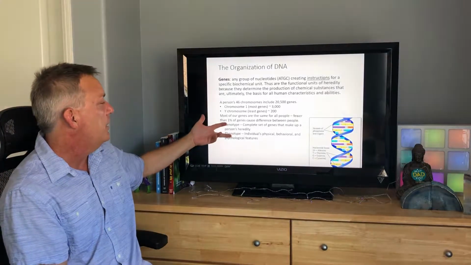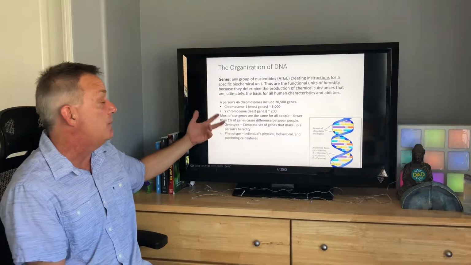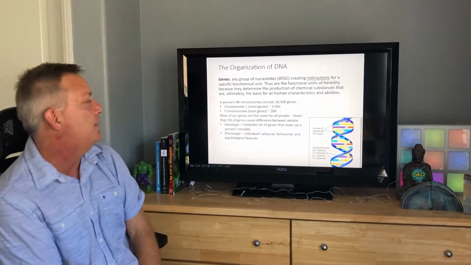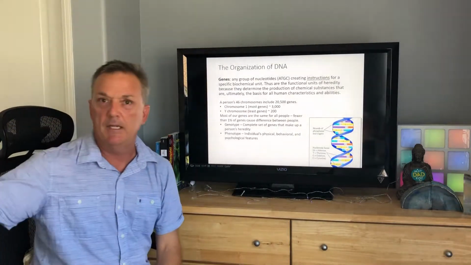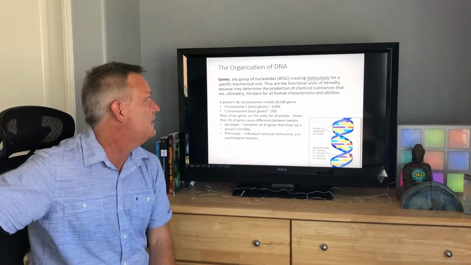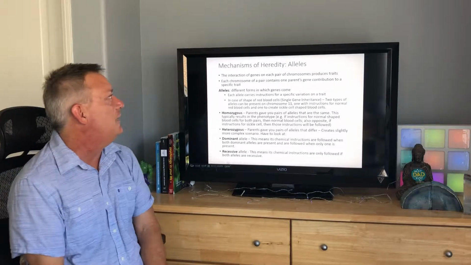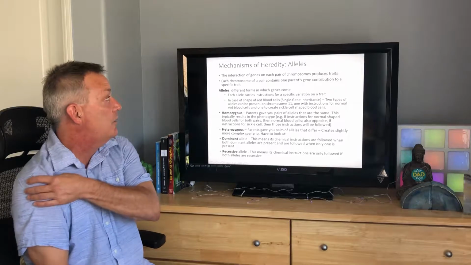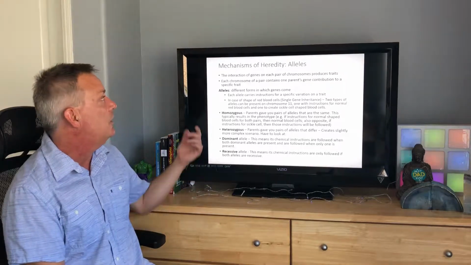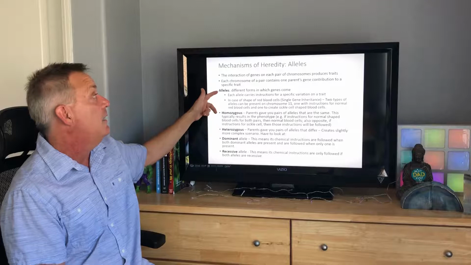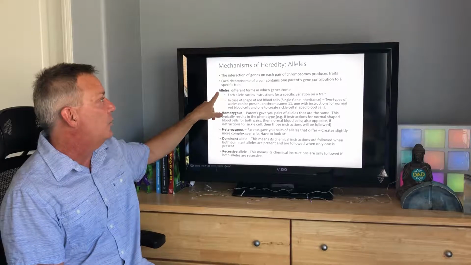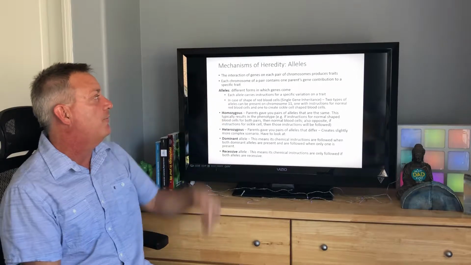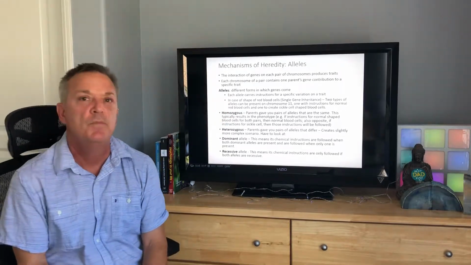A couple terms. Genotype is the complete set of genes that make up a person's heredity, and phenotype is what you see, right? It's the individual's physical, behavioral, and psychological features. The interaction of genes on each pair of chromosomes produces traits. Each chromosome of a pair contains one parent's genes contribution to a specific trait. The alleles are different forms in which genes come. Each allele carries instructions for a specific variation on a trait.